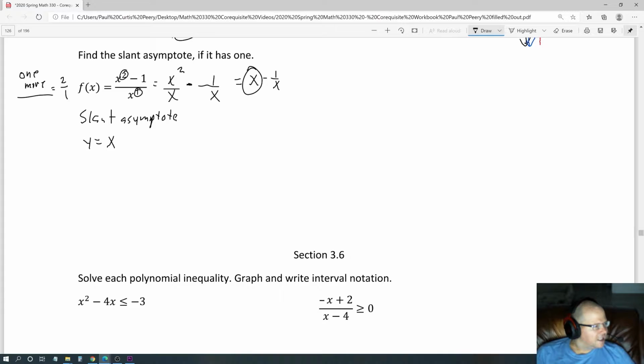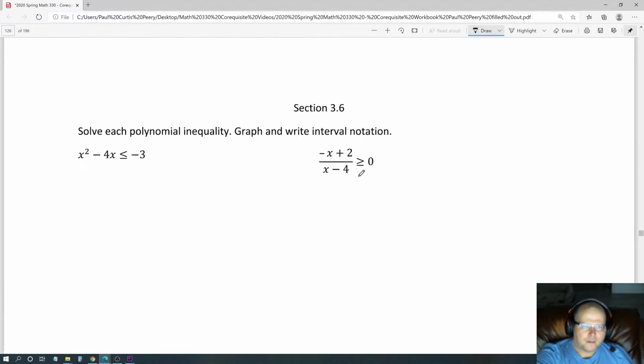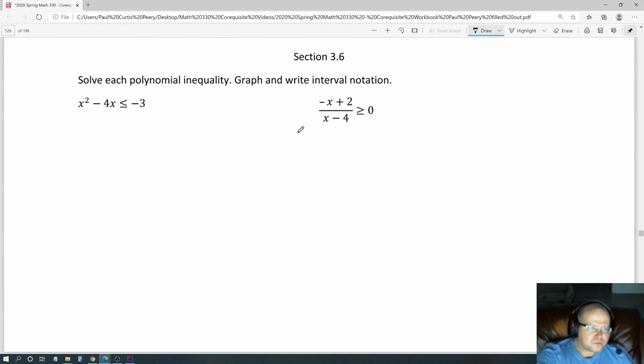Okay, and it didn't ask for anything else. We can figure out the vertical and horizontal, but it didn't ask, so I'm just going to go with the slant asymptote. Okay, let's try the next one. So we want to solve each polynomial inequality, and then graph and write the interval in interval notation. There we go. Okay, cool.